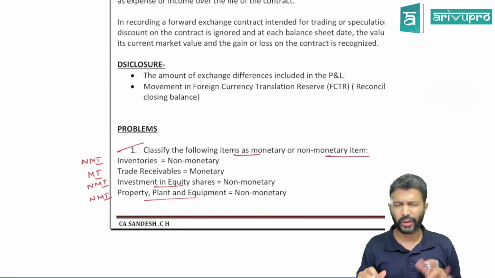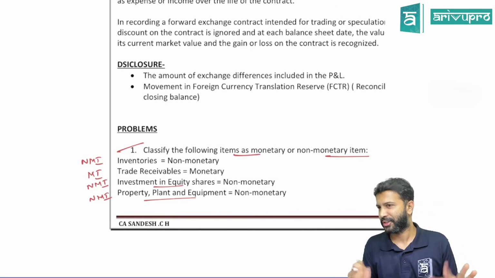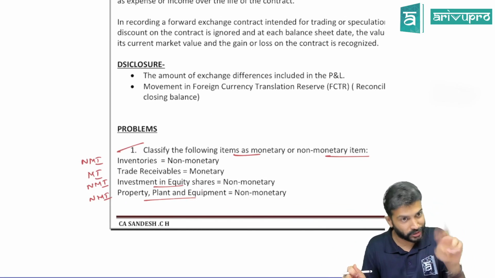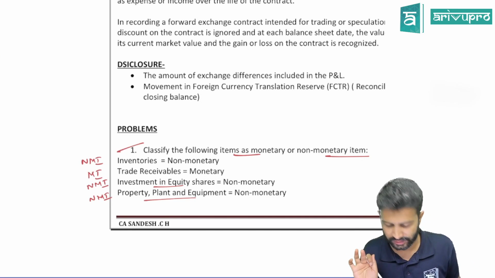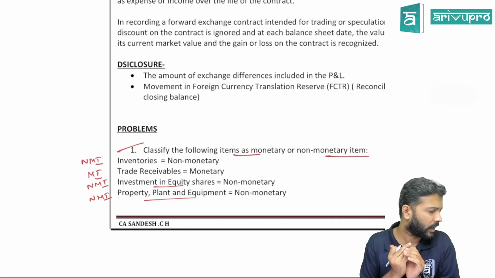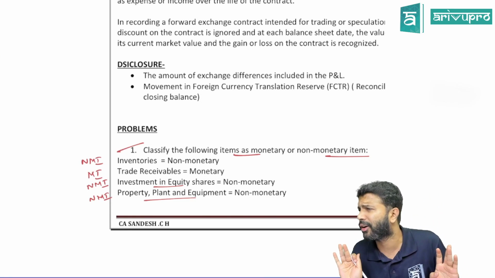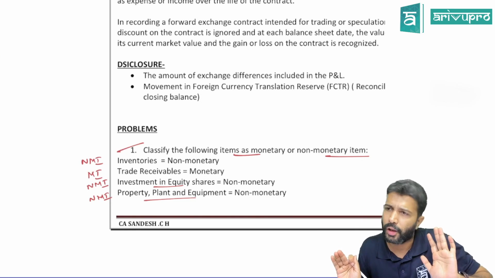That's all. Don't expect these sorts of questions, but sometimes they do come. They have asked 2 marks also sometimes like this. But it is quite rare; they don't ask it often. So you have got that understanding of monetary and non-monetary now. Is there any confusion?